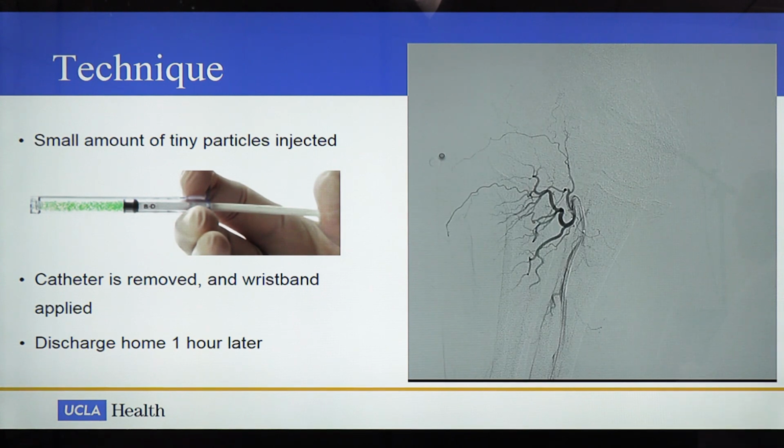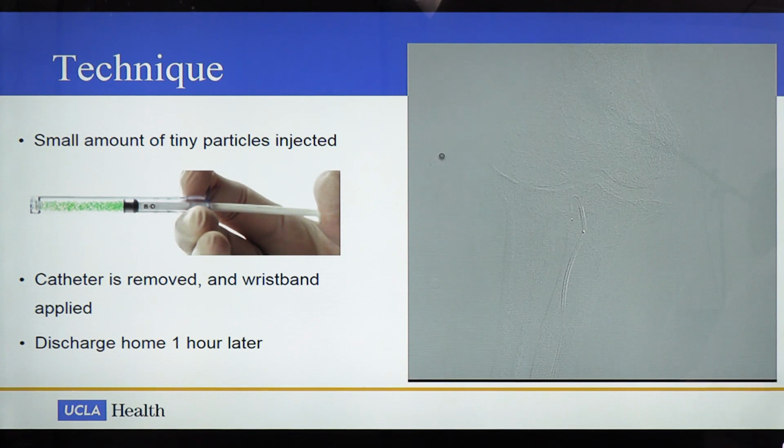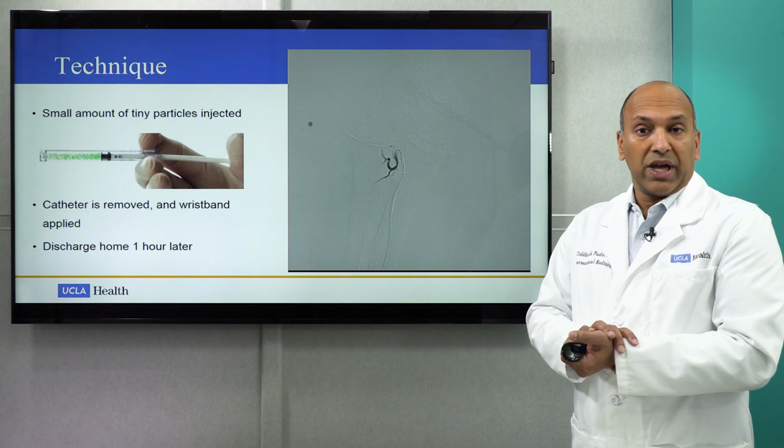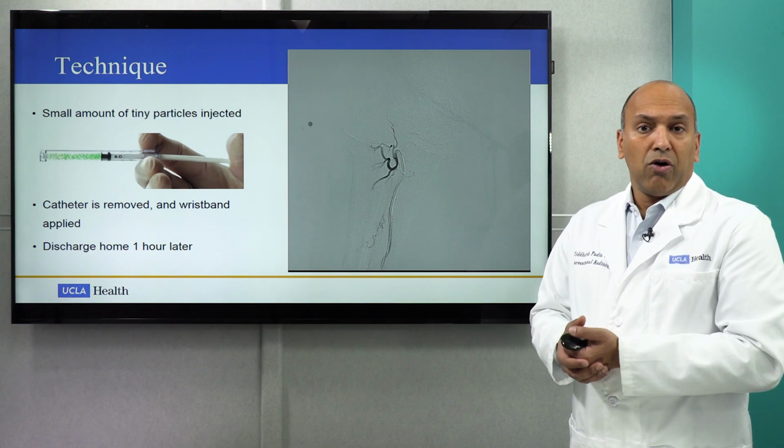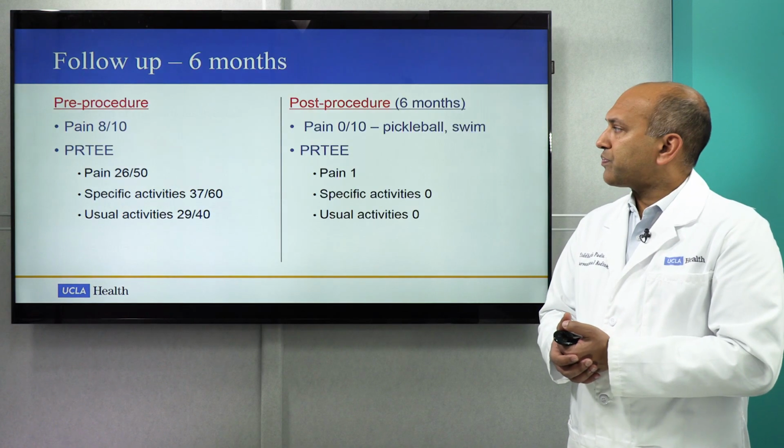And you can see the final result here where all the arteries are still there, but that inflammation is completely resolved. Once we take the catheter out, we place a wristband on the patient. They go home a half hour later.